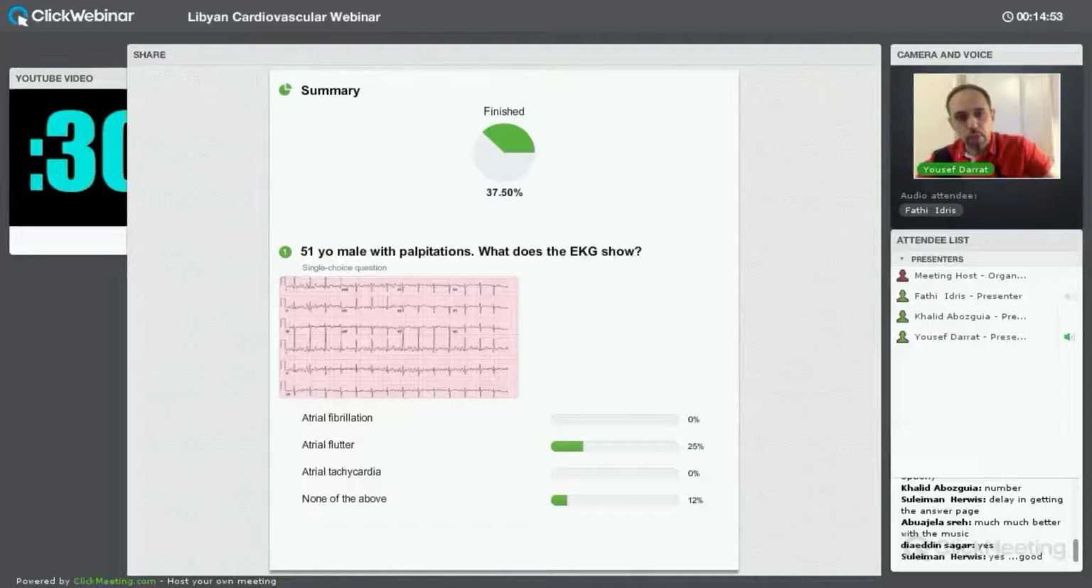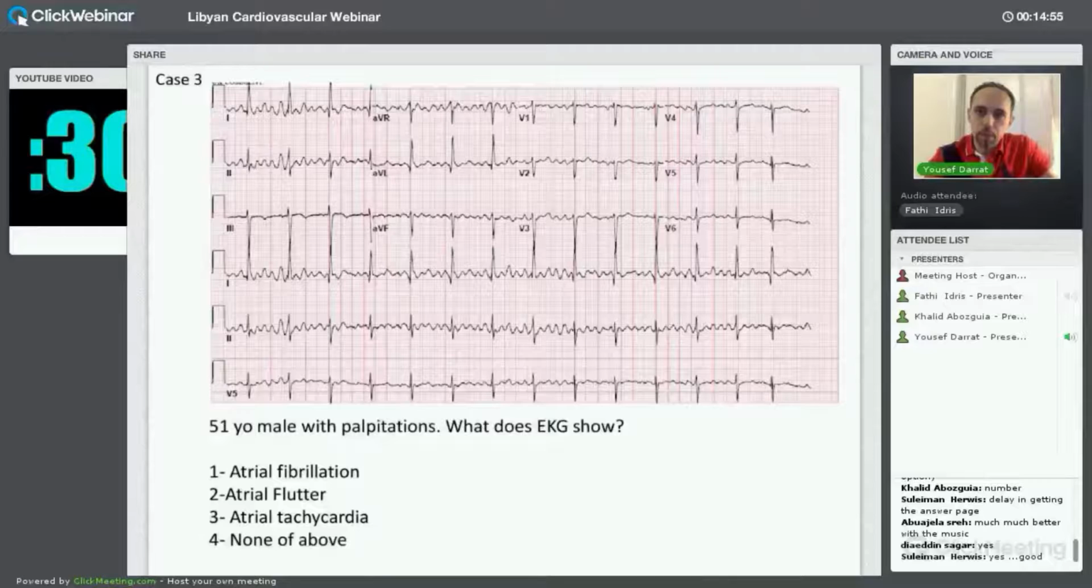This is kind of a tricky EKG because if you look at it closer, it's regular, okay? So atrial fibrillation is ruled out. And for atrial flutter, the flutter waves are not really typical. They really look like they're all over the place. And you can see here in this part, there's a P wave here.